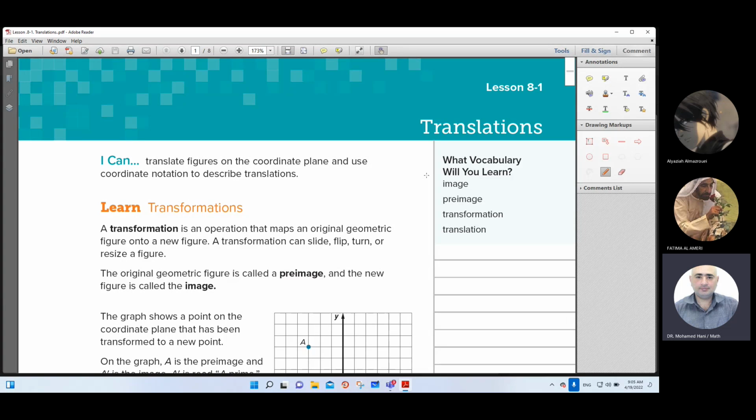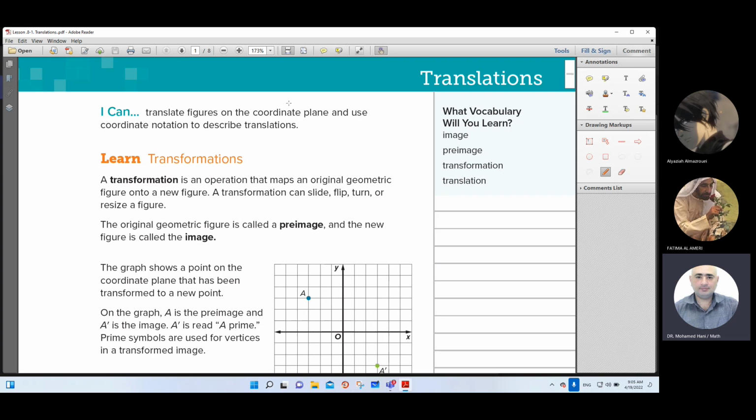Math grade 8. We are in module 8, lesson 1, translations. So in this lesson, translate figures on the coordinate plane and use coordinate notation to describe translation.